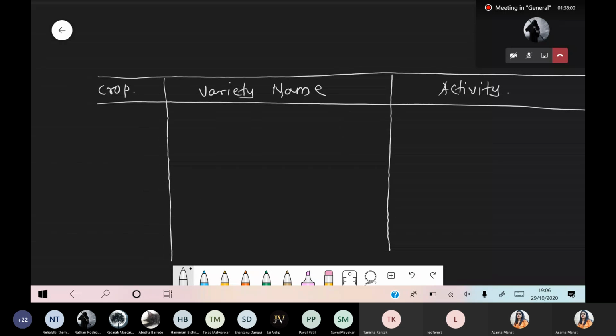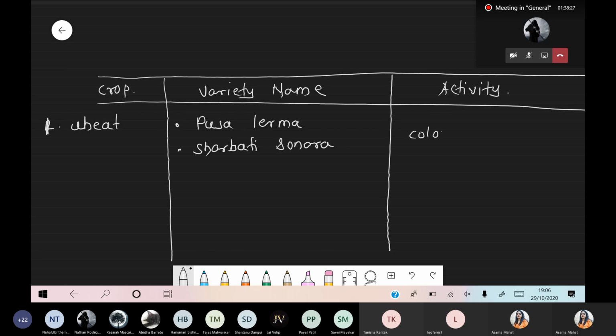Now number second, we are talking about crop. Second crop, that is rice. If you want, you can write down here. First crop, that is wheat. Variety name, that is Pusa Lerma, and the another one, that is Sharbati Sonora. And now what is the activity? That is color of grain changed. Red to amber color. That's it.